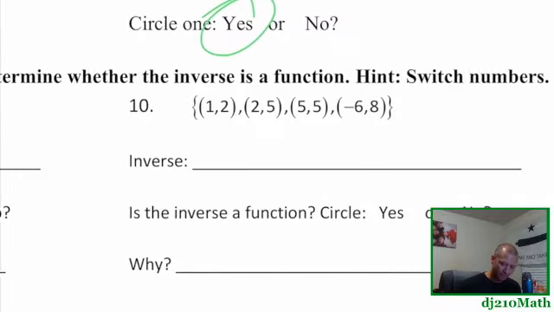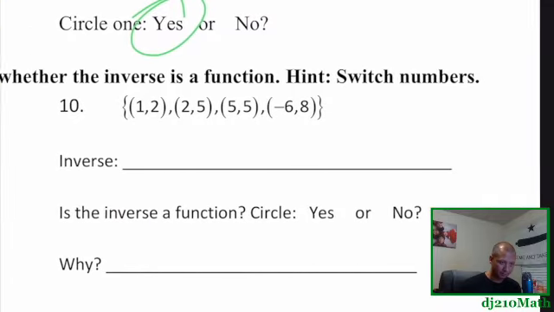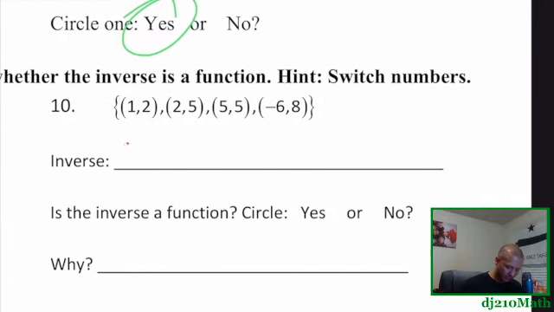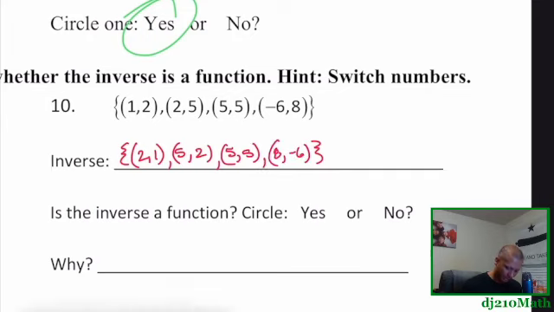Okay, let's look at number 10. Again, we are going to swap the x and the y in the ordered pairs. So 2 comma 1, 5 comma 2, 5 comma 5, 8 comma negative 6. We analyze the x's.